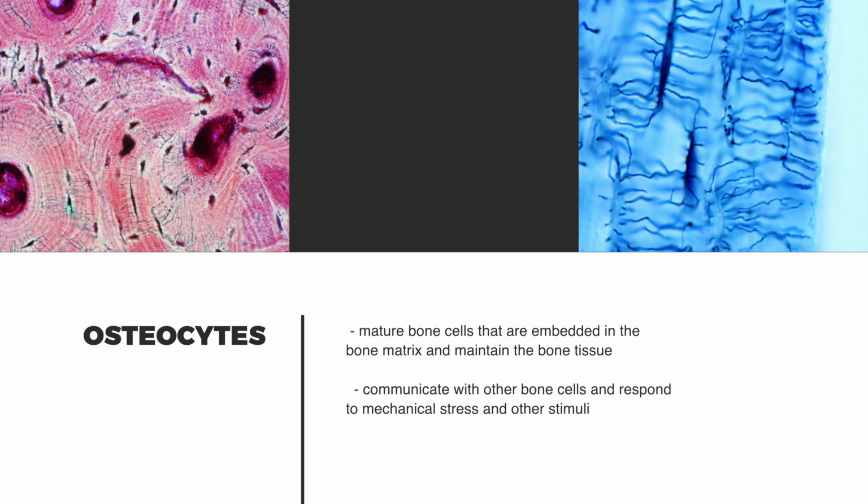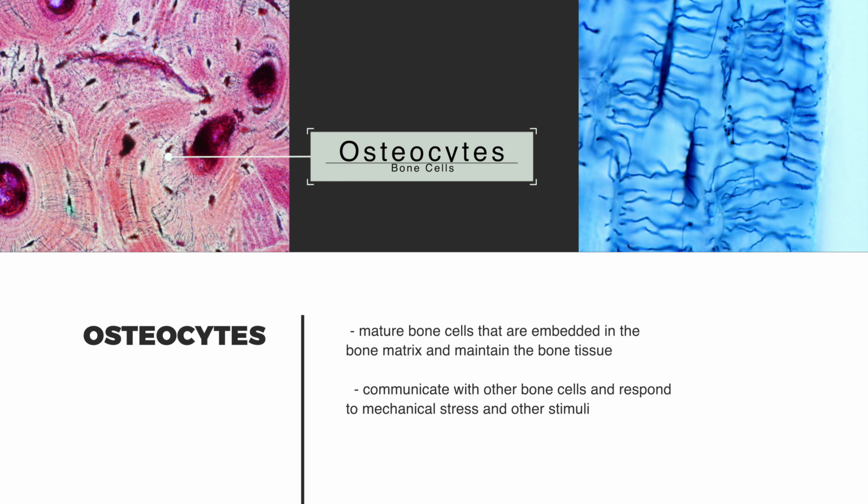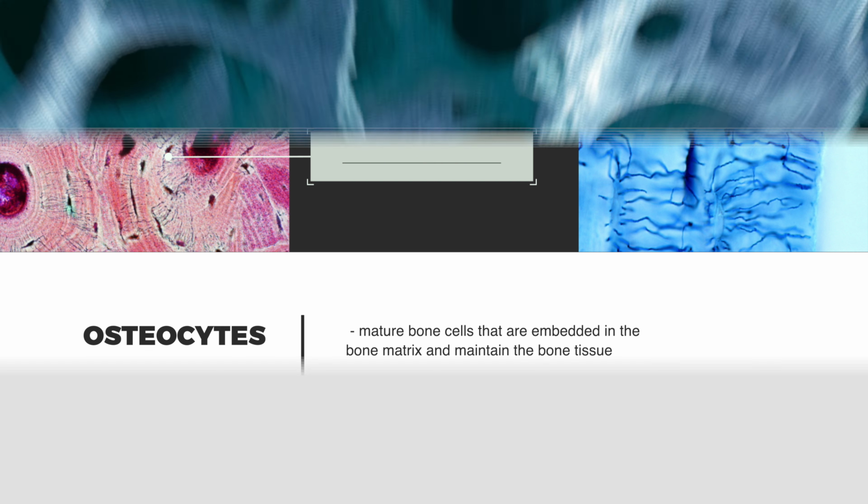Osteocytes. These are mature bone cells that are embedded in the bone matrix and maintain the bone tissue by regulating mineral deposition and resorption. Osteocytes also communicate with other bone cells and respond to mechanical stress and other stimuli.